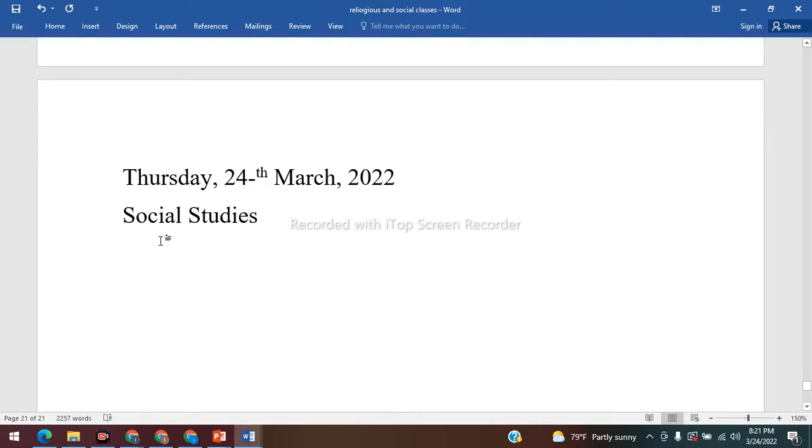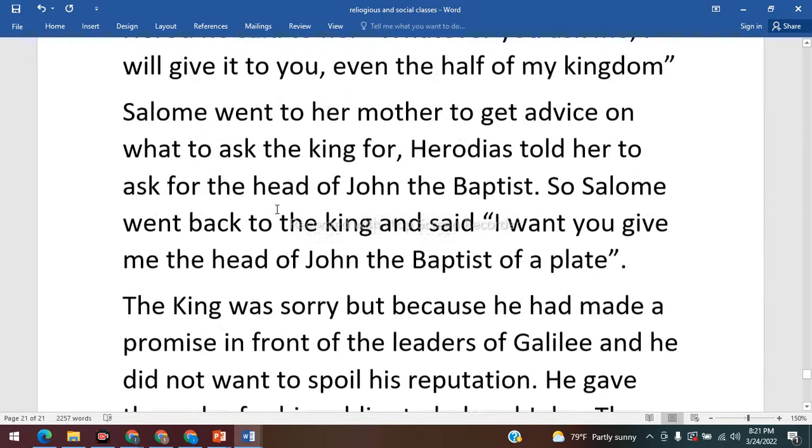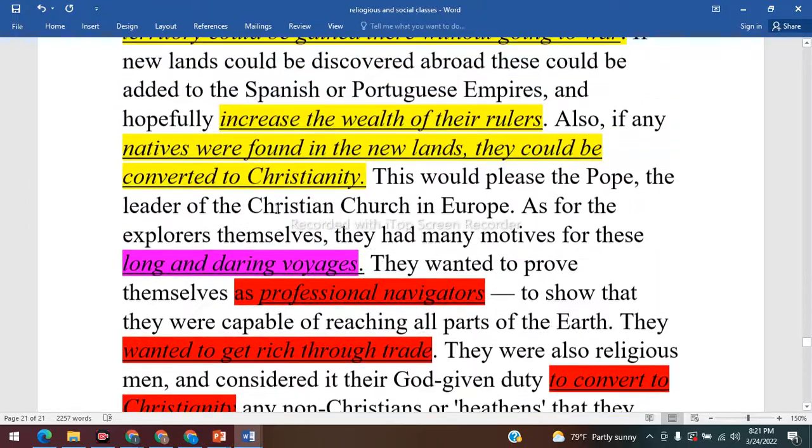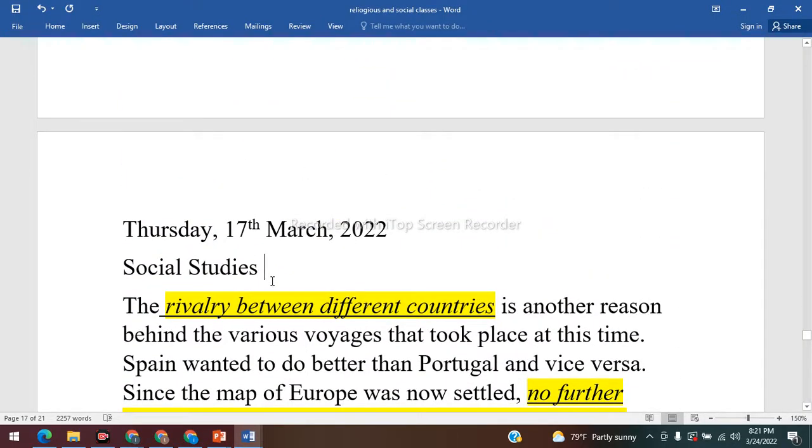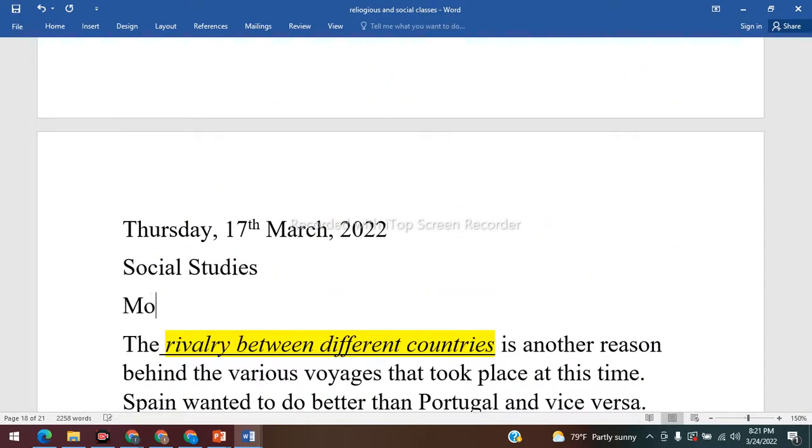All right. So that was motivations for travel, for exploration. So that's made that very clear. I didn't make that clear yesterday. I mean, last class. That was motivations for exploration.